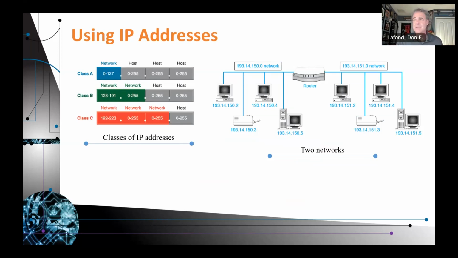Class C, I'll jump down to the bottom, has millions of networks and only 256 addresses, right? And then in the middle, you have 65,000 plus networks of 65,000 plus addresses. So depending on if we're using classful addressing, whatever you need. Do you need more networks or do you need more hosts? And you would decide. Again, we don't use that anymore thanks to subnetting.